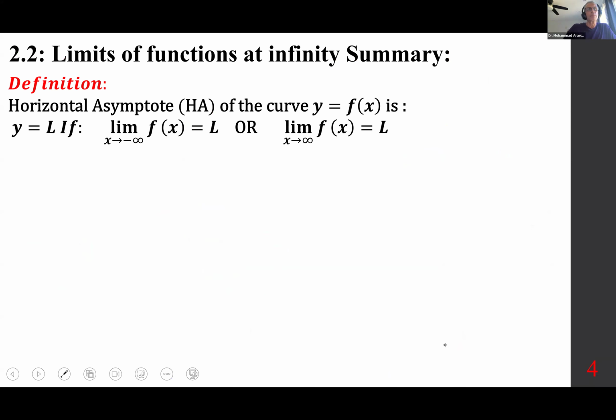And now, 2.2, limits of functions at infinity. Here's the summary definition. Horizontal asymptote, HA for short, of the curve y equals f of x is y equals L if the limit of f of x as x approaches minus infinity is L, or the limit of f of x as x approaches infinity is L. So that's the definition of a horizontal asymptote.